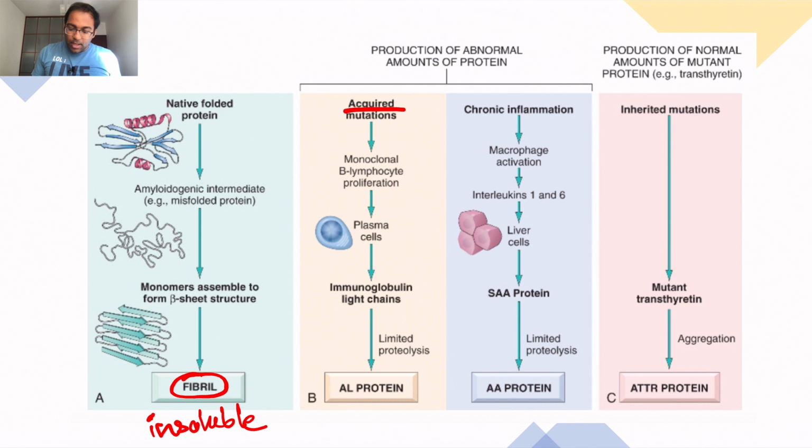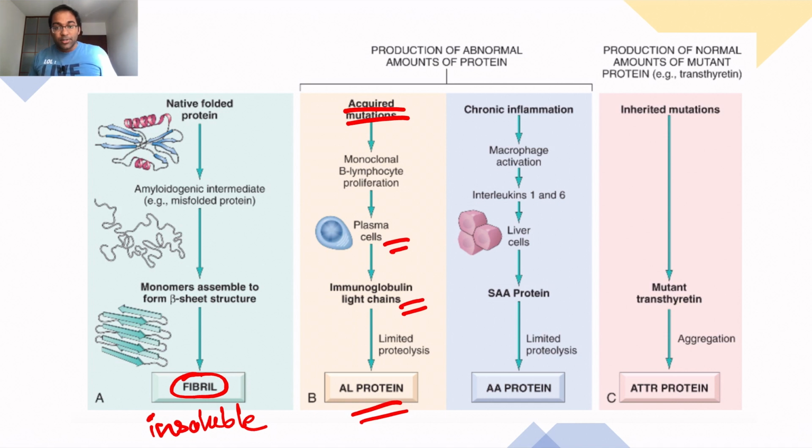After having acquired mutations due to some unfortunate incidents, you have a monoclonal B cell proliferation, and that leads to plasma cell formation, and then you have the mutated or misfolded immunoglobulin light chain, and because of not undergoing the process of proteolysis, we have the AL type protein. L stands for light chain.